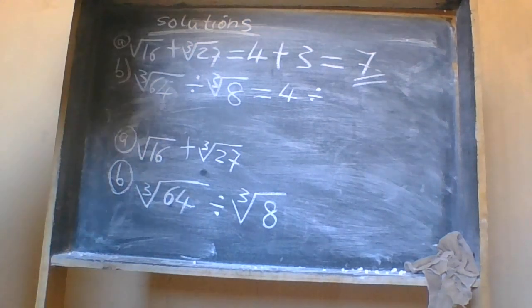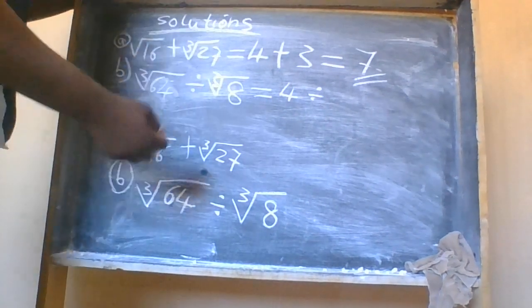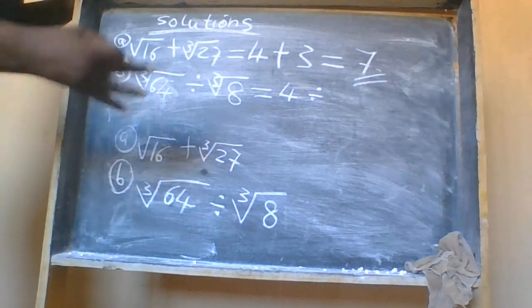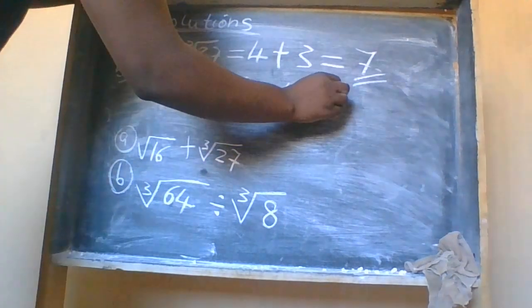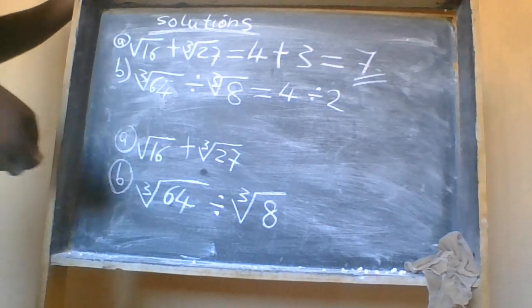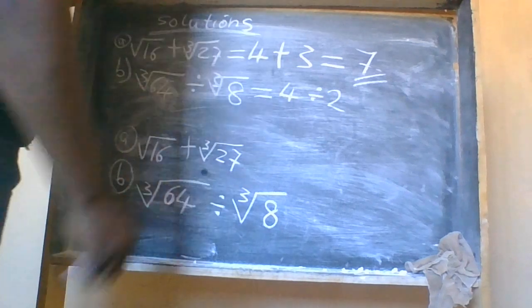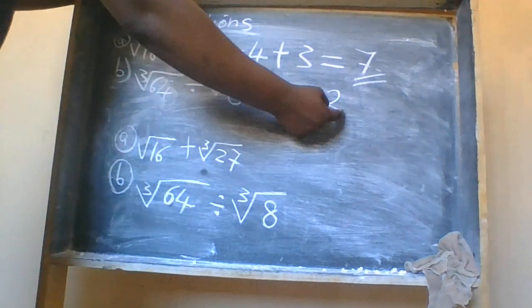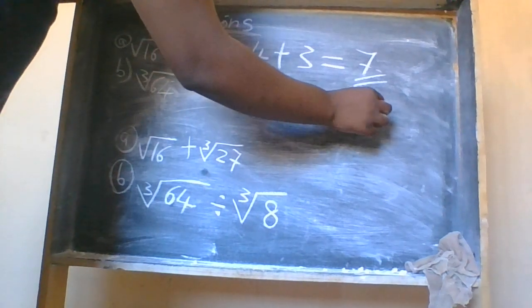Divided by the number that you can multiply 3 times, the cube root of 8, it is 2. 2 times 2 times 2 is 8. Therefore, 4 divided by 2. How many times does 2 go into 4? The answer is 2.